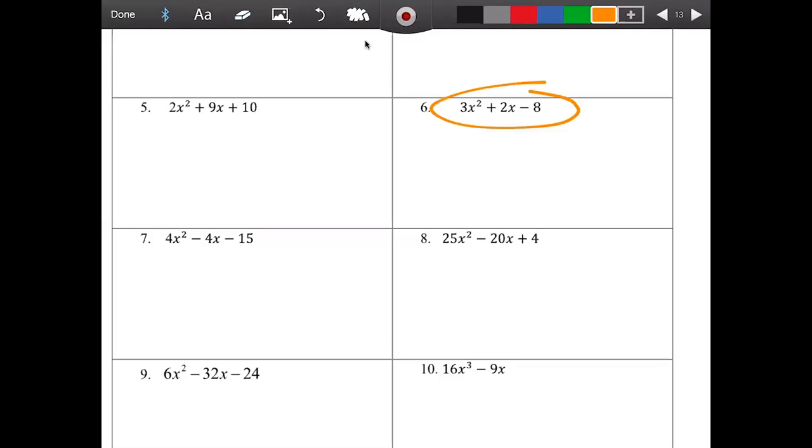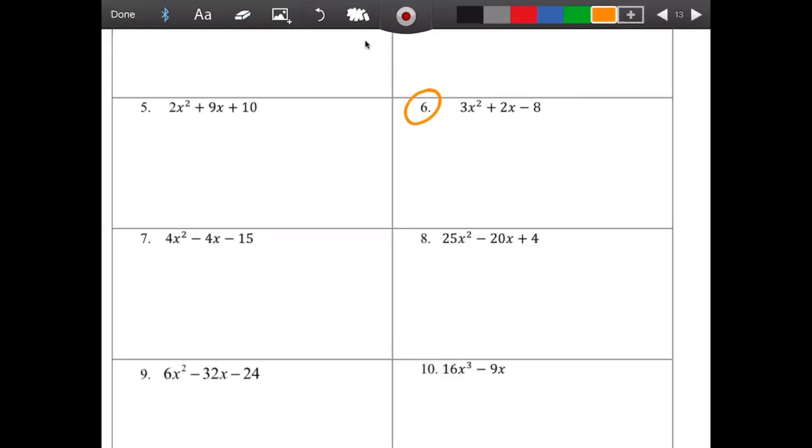This is a question that you're going to need to do grouping with, but there's no GCF at the beginning. Is that okay? Is it just the grouping that you want to look at? Okay, so let's look at question 6 then together.